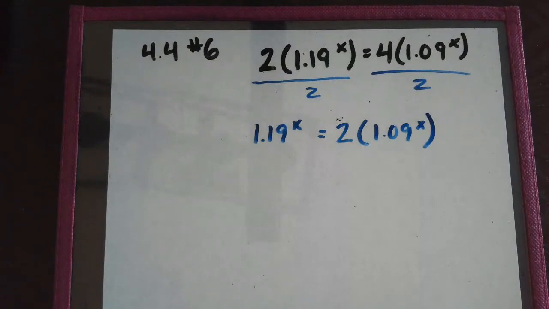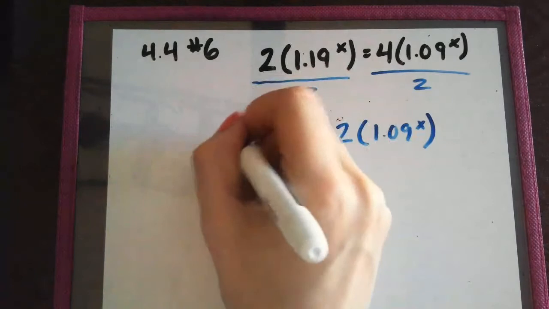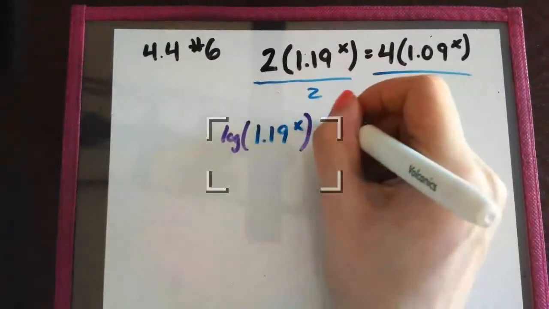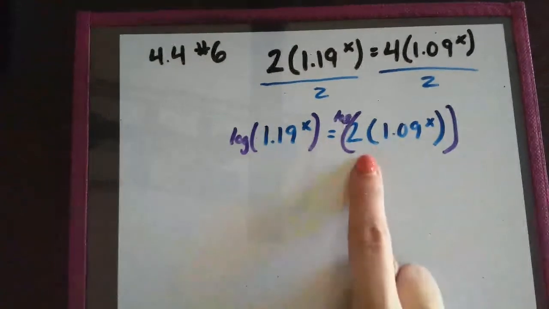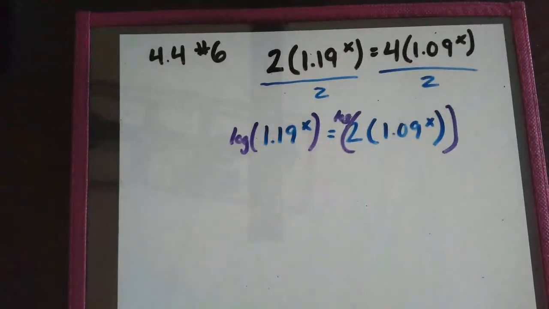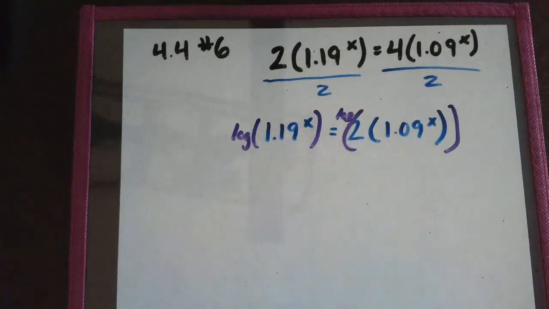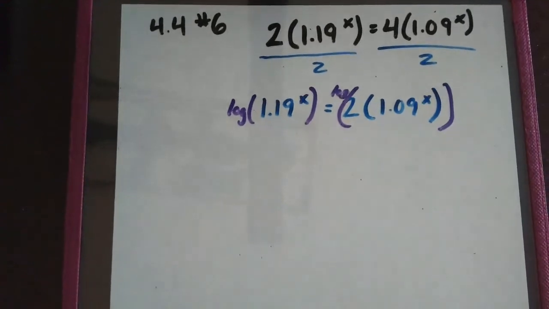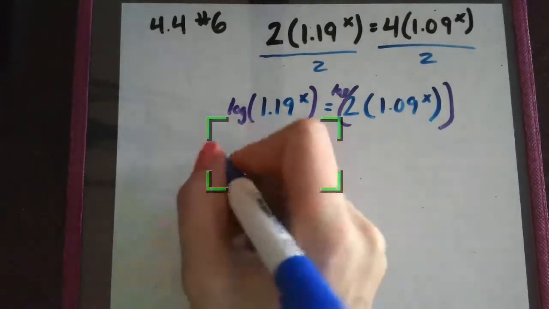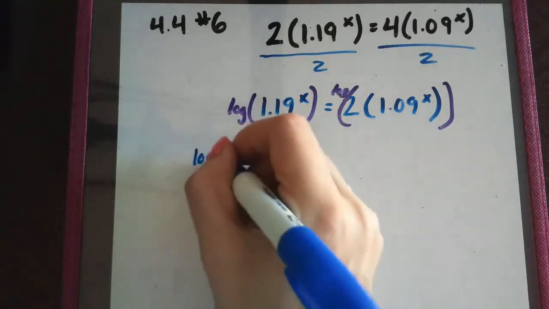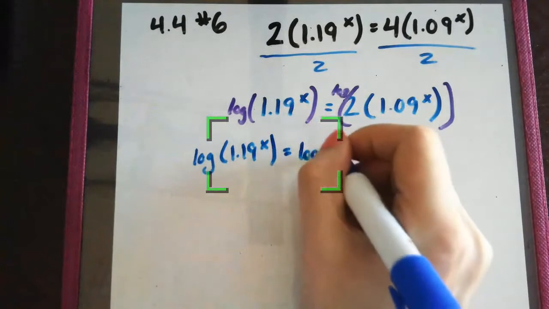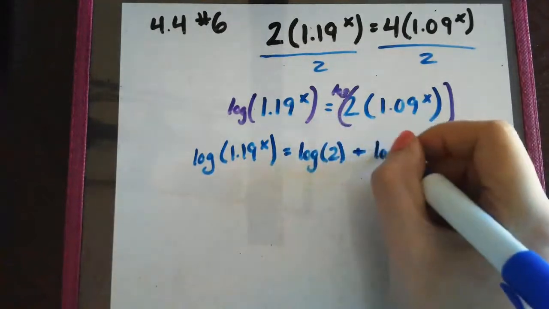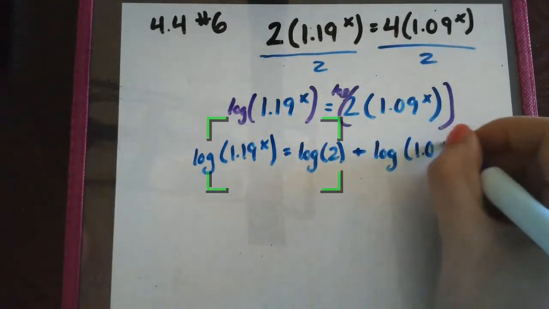So now I can take the log of both sides. So I'm going to take the log of this and the log of this. Now notice that this is 2 times 1.09 raised to the x. So because I have 2 things multiplied inside of a logarithm, I can separate them into 2 separate logarithms that are added together. So what I have is the log of 1.19 raised to the x is equal to the log of 2 plus the log of 1.09 raised to the x.